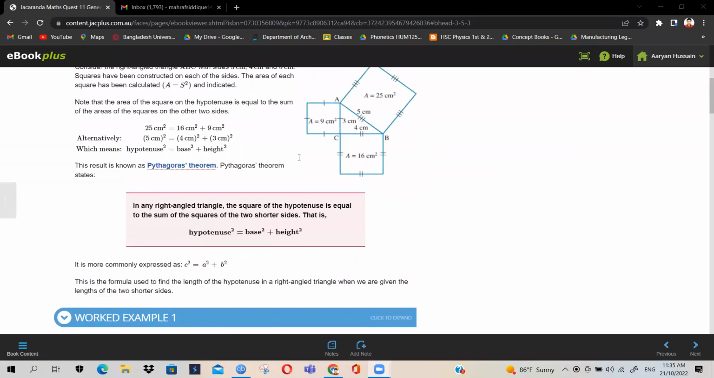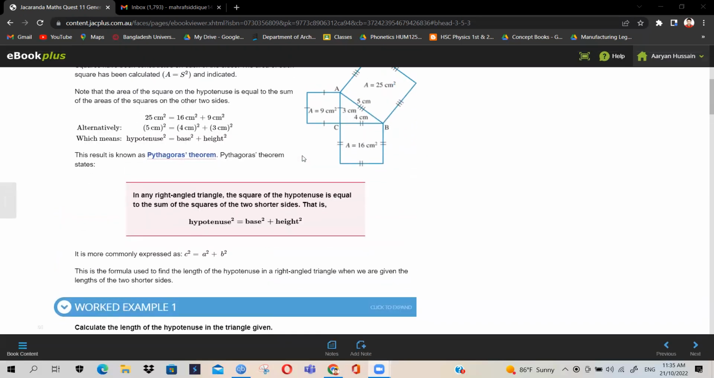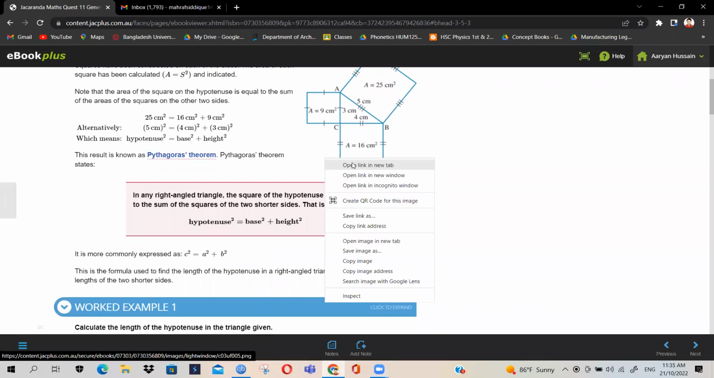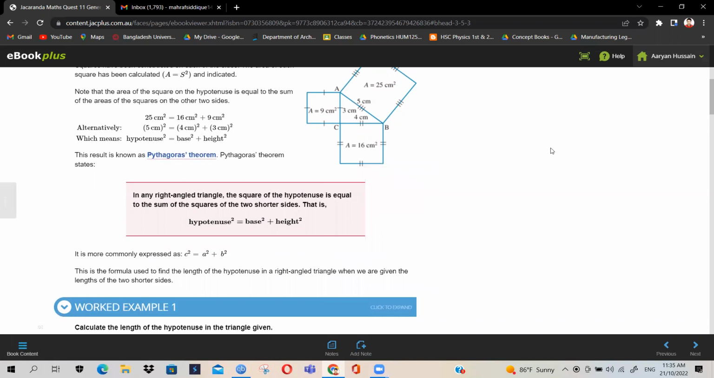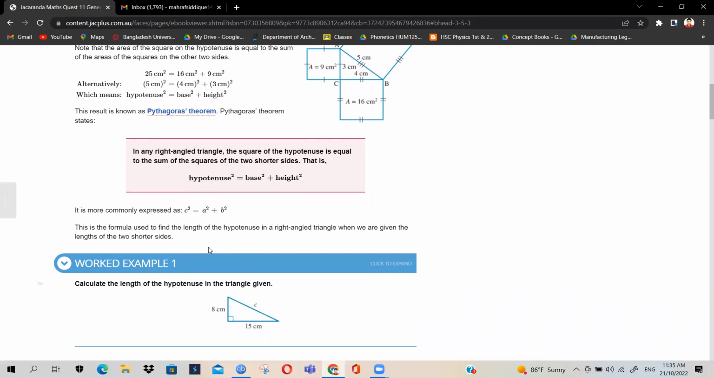One example of a right angle triangle, if you want to draw it, say take a 5 centimeter hypotenuse, a 4 centimeter base, and a 3 centimeter height. Then you will see that the hypotenuse of 5 centimeters squared equals base 3 squared plus height 4 squared. So 5 squared equals 3 squared plus 4 squared. Simply, we can express the Pythagorean theorem as c squared equals a squared plus b squared.